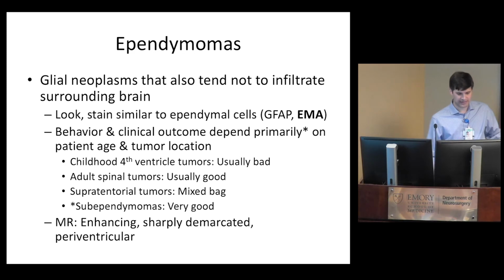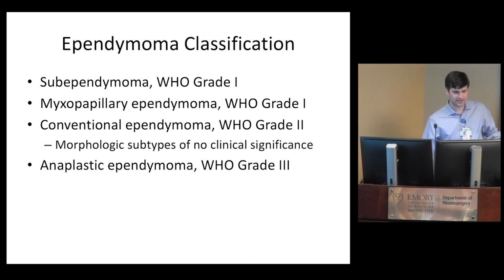And so these are usually enhancing, sharply demarcated periventricular masses. So our classification, again, subependymoma is grade 1, which sort of alludes to its very low-grade behavior. And then myxopapillary ependymoma is a type of ependymoma that we run into down in the lumbar spine. And this is also WHO grade 1, but it does have a higher recurrence rate than the subependymoma does. Conventional ependymomas are WHO grade 2, and there's a bunch of different morphologic subtypes of ependymoma that don't have any clinical significance. They just look very interesting to us.